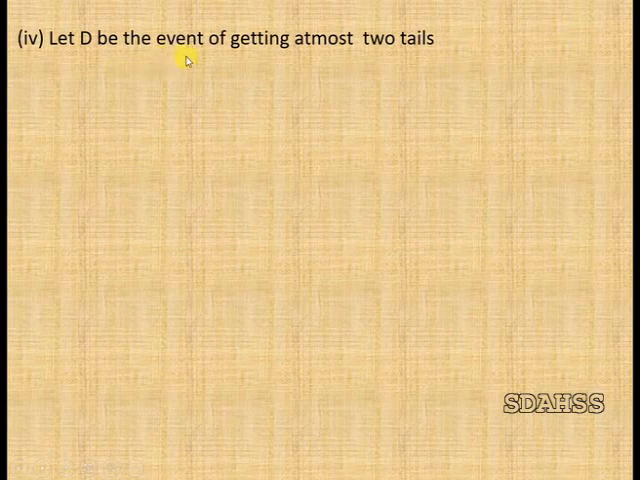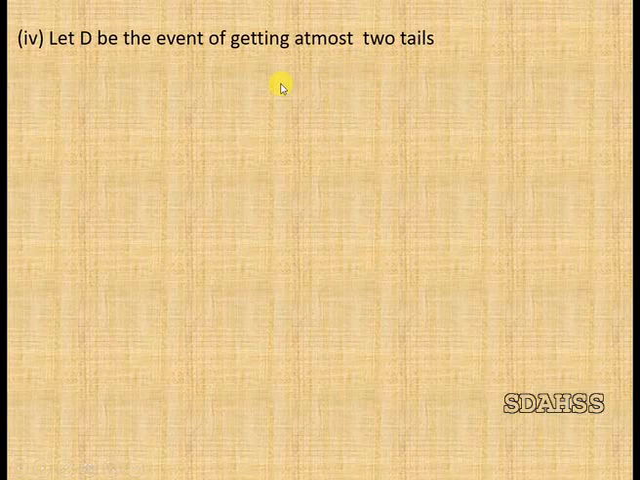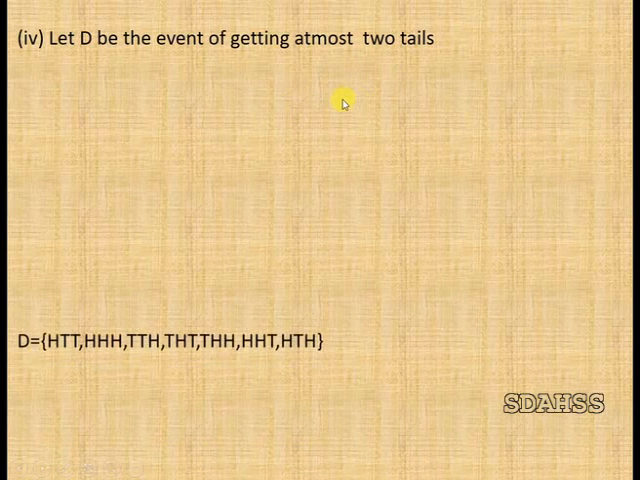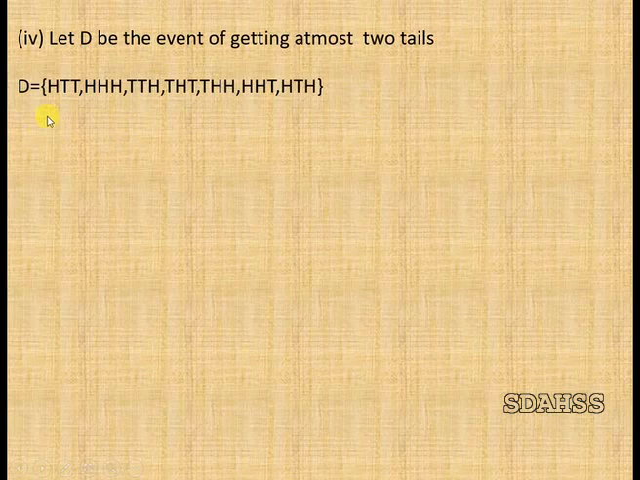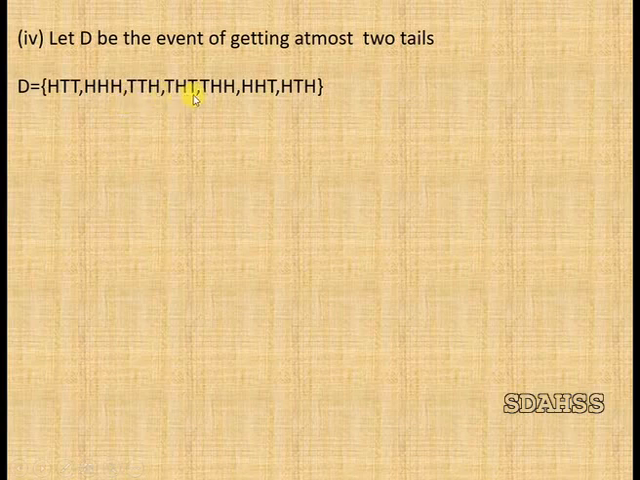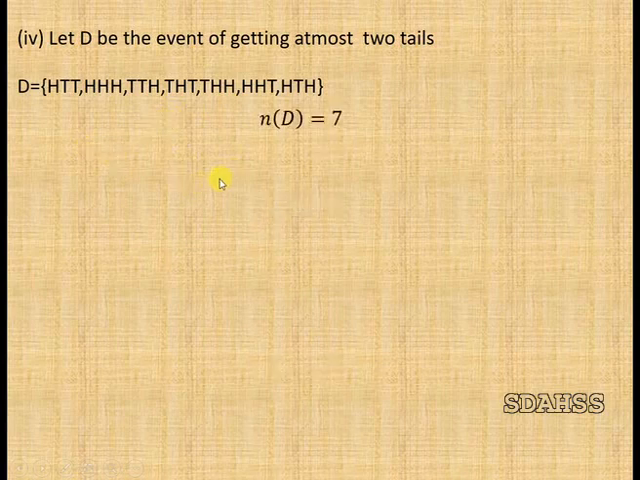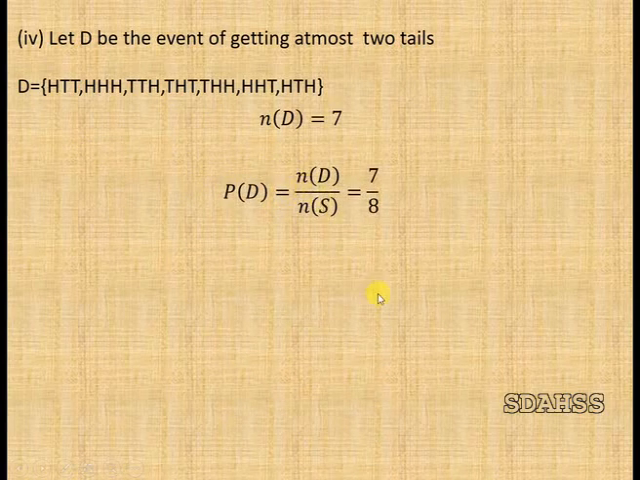Subdivision 4. Let D be the event of getting at most 2 tails. At most 2 tails means less than or equal to 2 tails. We want to write 2 tails, 1 tail and 0 tail. So the outcomes are D is equal to HTT, HHH, TTH, THT, THH, HHT, HTH. So N of D is equal to 7. Then P of D is equal to N of D by N of S, which is equal to 7 by 8.